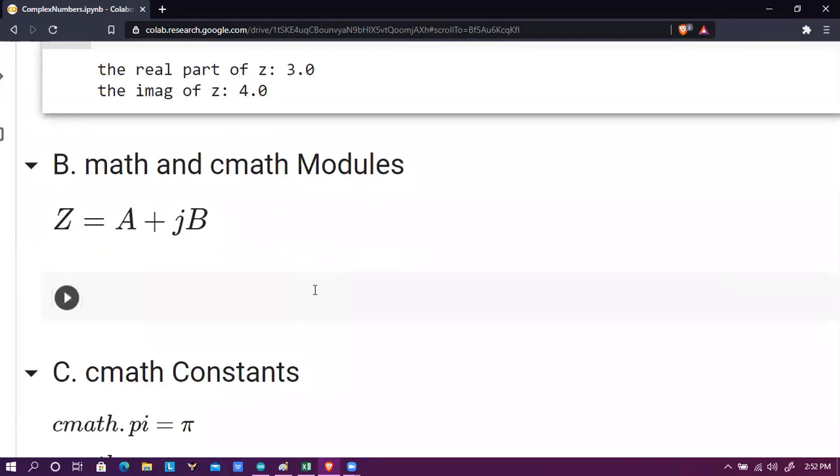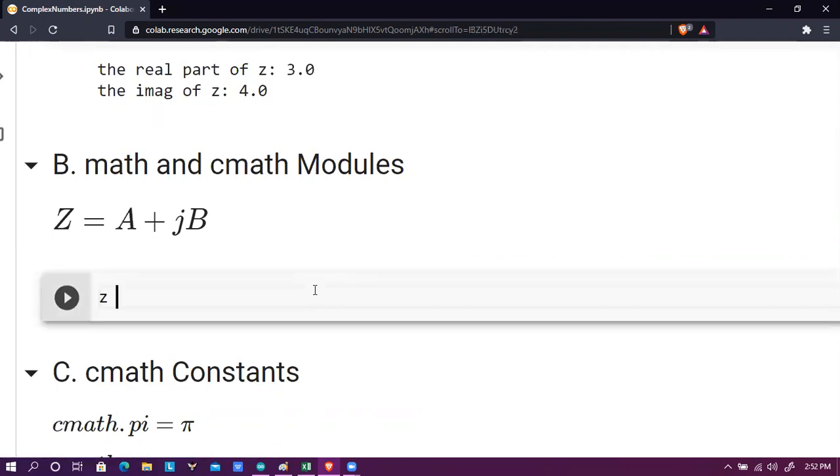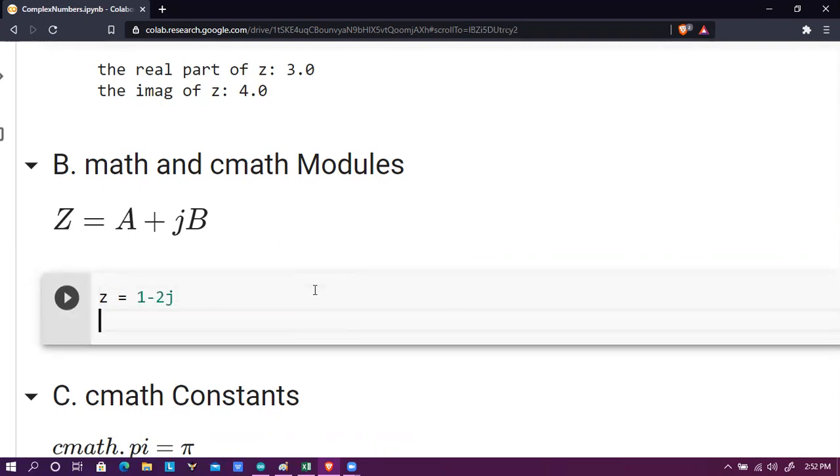Okay, let's have this one. Supposing we will be discussing the math and cmath modules here. Now, supposing that z = a + jb, let's demonstrate it in this manner. Let's say z = 1 - 2j. This is my complex number z. Z will be equal to 1 - 2j this time.